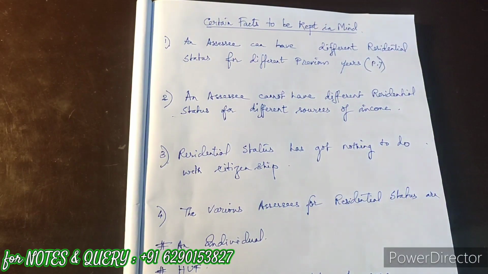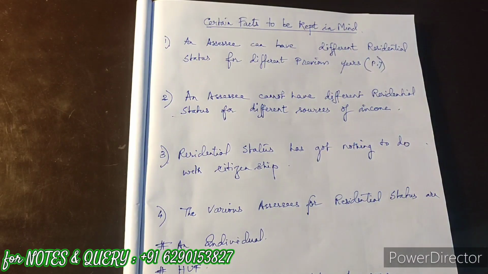Okay, so in one previous year he may be ROR, in another previous year he might be an RNOR or maybe an NRI. So each year you have to assess the residential status of the assessee before charging the taxes. So an assessee can have different residential status for different previous years.